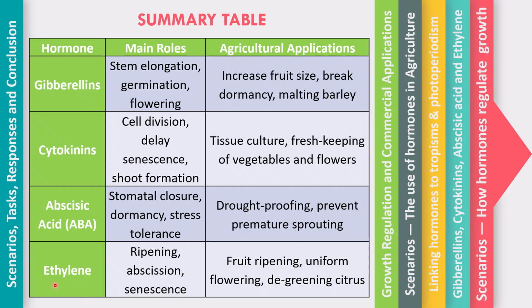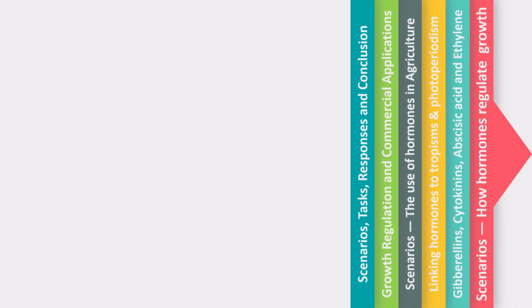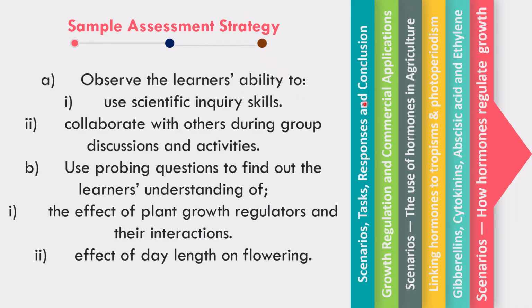Then the last hormone is ethylene. Main roles: ripening, abscission, and senescence. Agricultural applications: fruit ripening, uniform flowering, and degreening citrus. Scenarios, tasks and responses, conclusion.